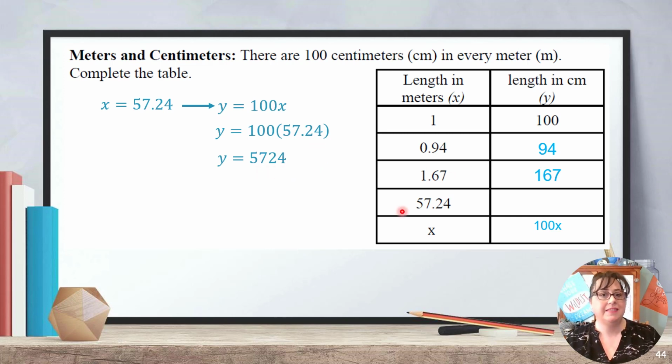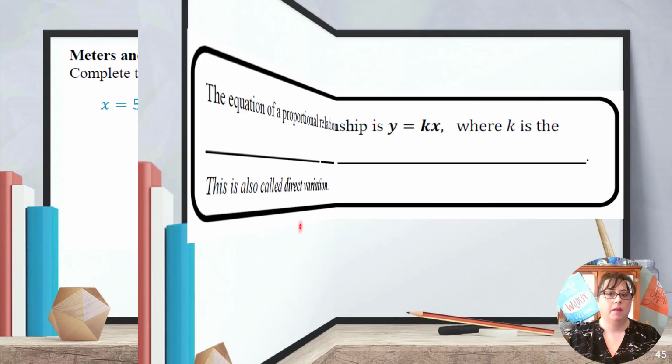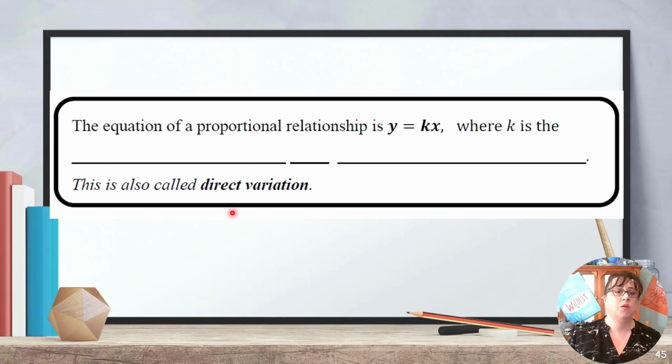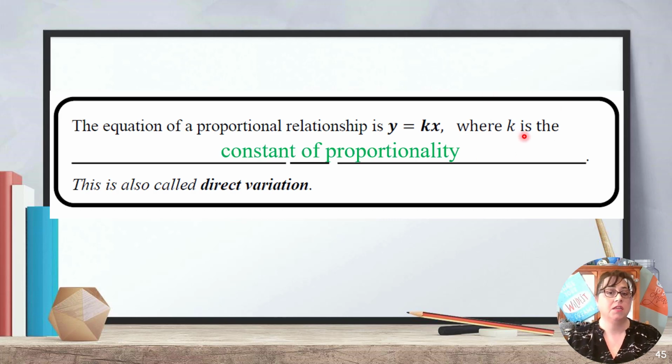5,724 centimeters. So what we've been looking at is this equation or proportional relationship y equals kx. And again, k is called the constant of proportionality, and it also has another name called direct variation.